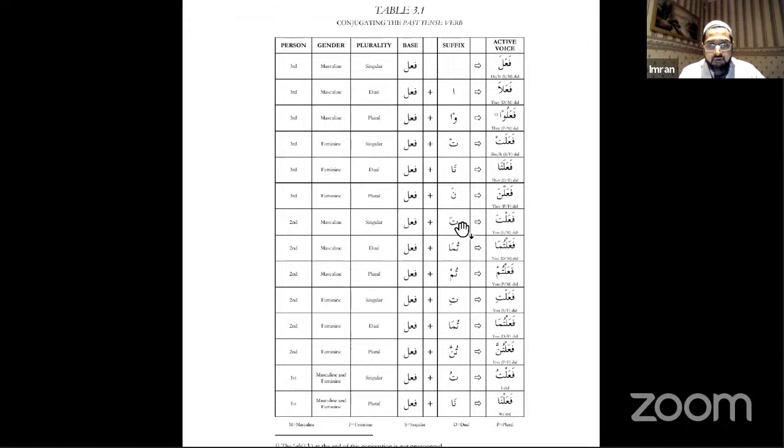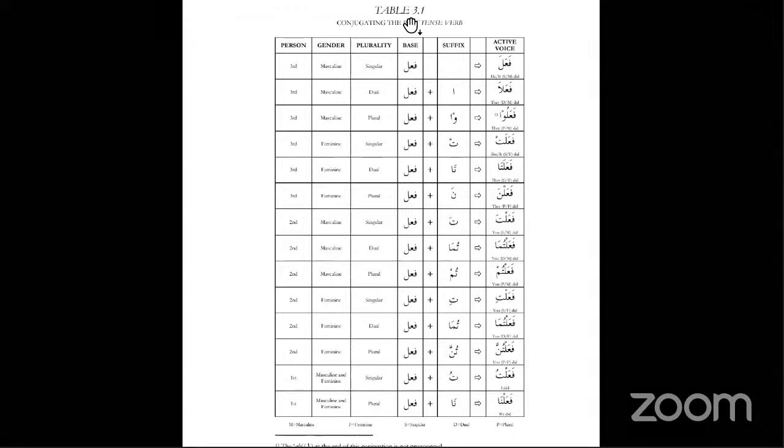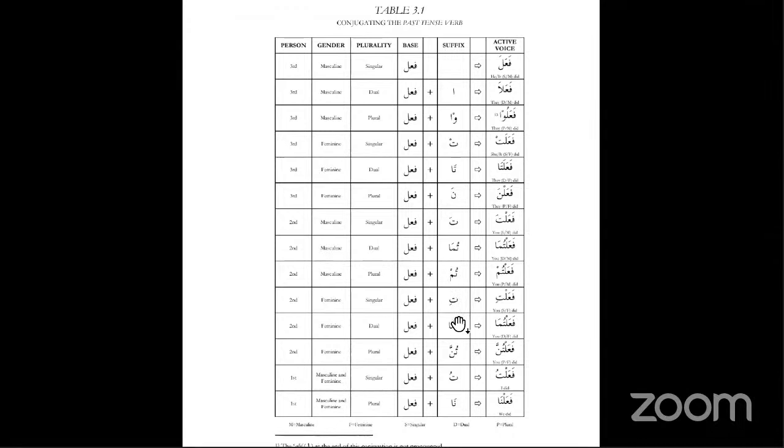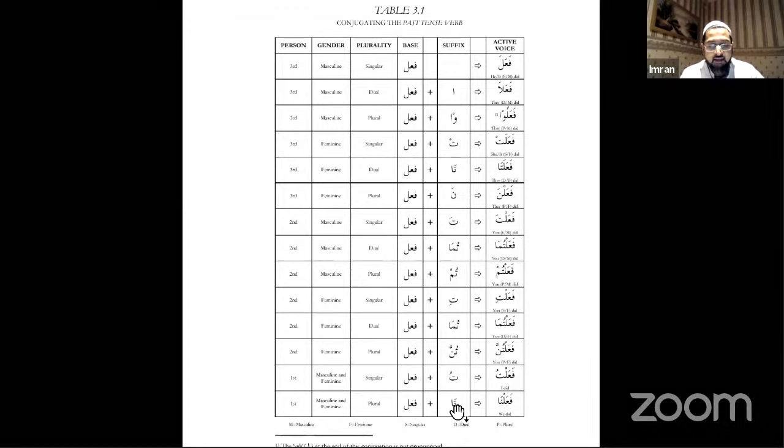So then you have the attached pronouns. We have ta, tuma, tum, ti, tuma, tunna, which is you 1 male, you 2 males, you all males. You 1 female, you 2 females, you all females. And then you have I, which is the ta with a dhamma, and na with the alif at the end, which is we did.